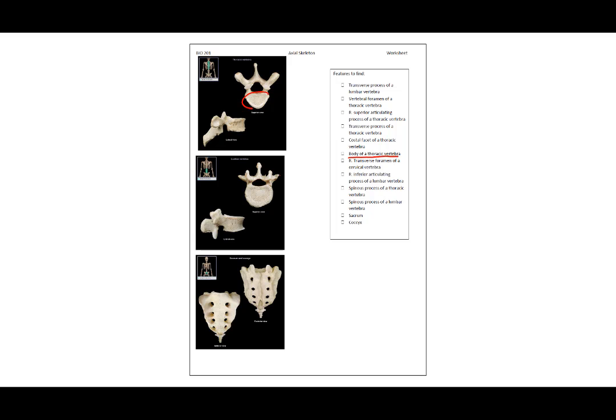Body of a thoracic vertebrae. We don't have any cervical vertebrae on this page. Inferior articulating process of a lumbar vertebrae. So that would be this inferior articulating process, and the lumbar is in this picture. Spinous process of a thoracic vertebrae. We have thoracic here, so the spinous process is this portion that sticks out. We can feel it with our fingers when we run it down somebody's back. Spinous process of a lumbar vertebrae. This. It's a lot stumpier and thicker. The sacrum and coccyx, we have the sacrum here, and then the coccyx sits at the end.